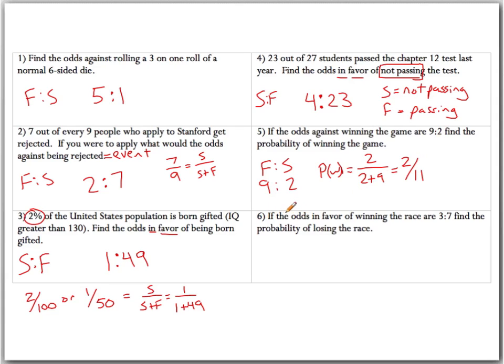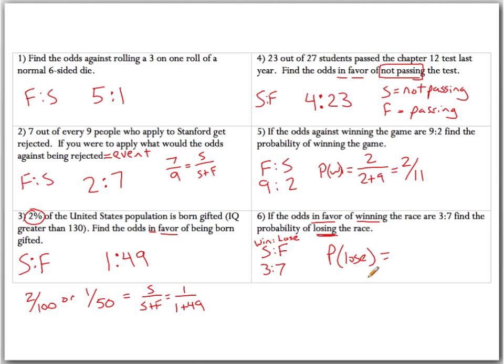All right, for number 6, if the odds in favor of winning are 3 to 7, find the probability of losing. So in favor means success to failure, and that's 3 to 7. And here, success means that you win. So it's going to be the number of wins to the number of losses. And we want to find the probability of losing the race.